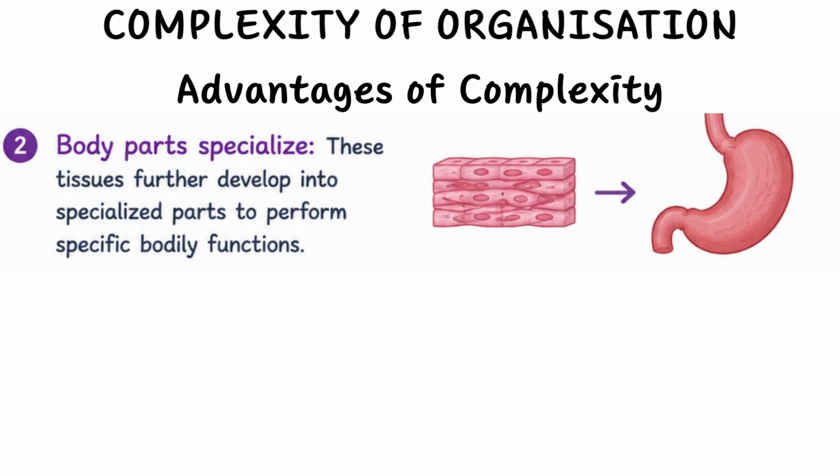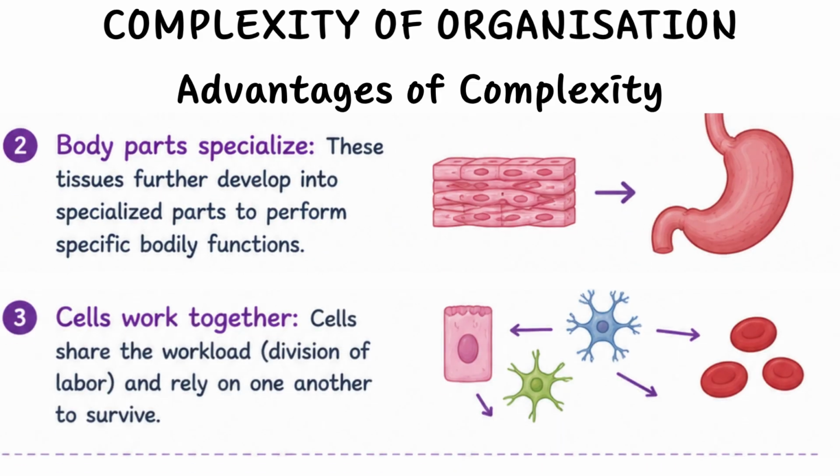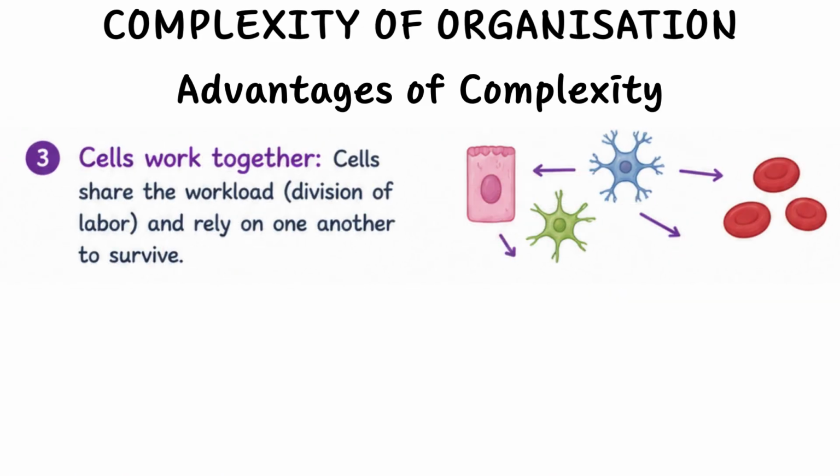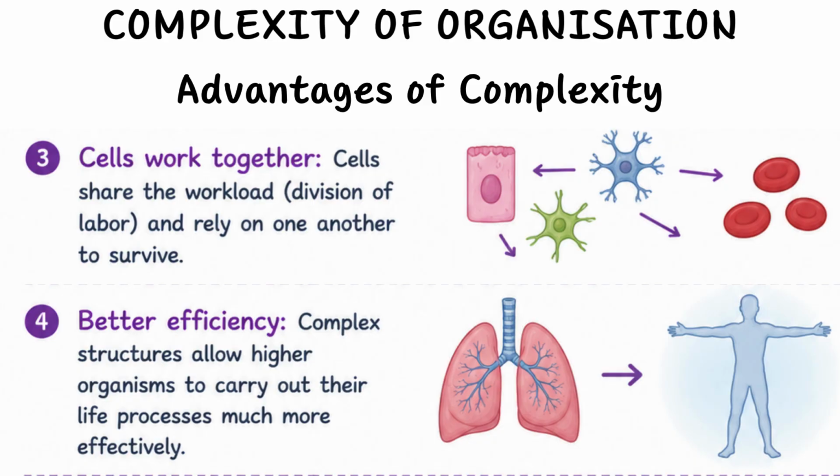In more complex organisms, cells work together. So they share the workload, basically division of labor, and they rely on one another to survive. In more complex organisms, there is better efficiency. Complex structures allow higher organisms to carry out their life processes much more effectively.